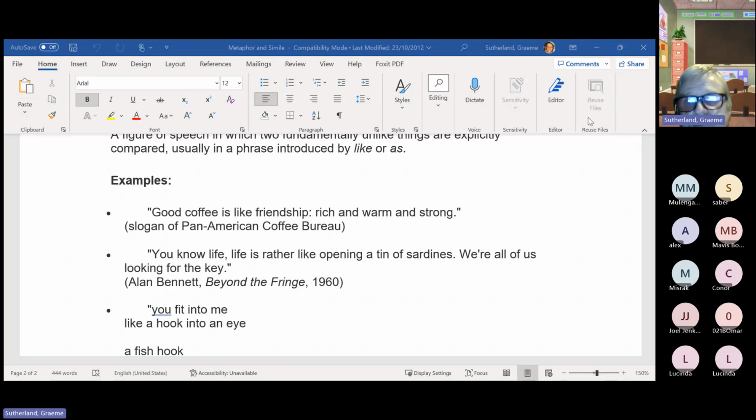Let's have a look at the next one, which is a bit odd. It's from Alan Bennett. And this is a priest giving a sermon. He says, "You know, life is rather like opening a tin of sardines. We're all of us looking for the key." Now, his comparison between life and a tin of sardines, or rather the action of opening a tin of sardines.